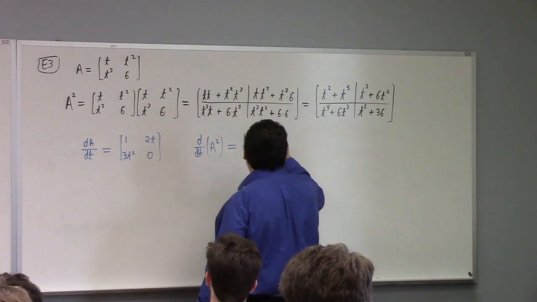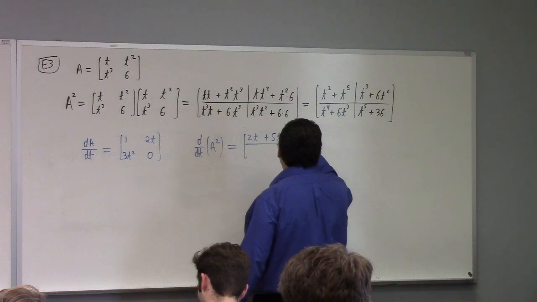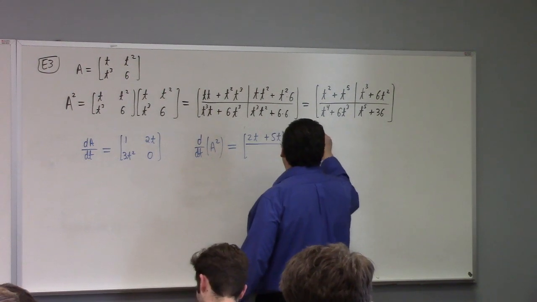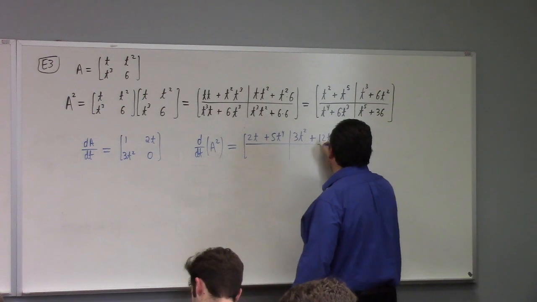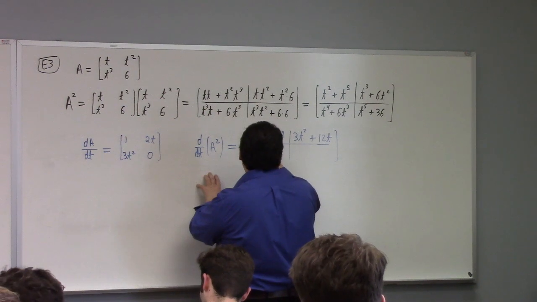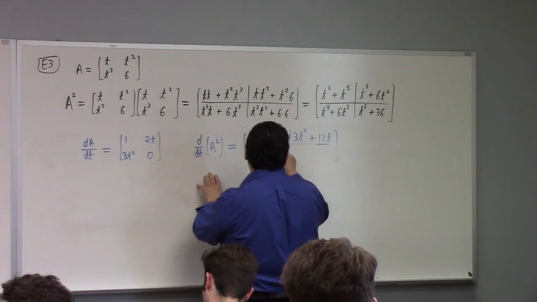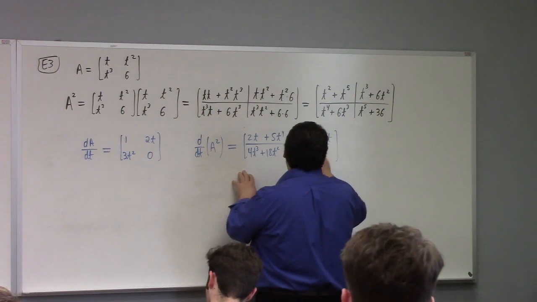Oh, yeah, 2t plus 5t to the 4th. The 1, 2 component. 3t squared plus what? Plus 12t, 4t cubed, 18t squared. Okay, great. 5t to the 4th plus 0. I like that.